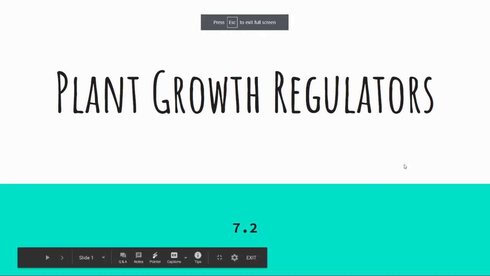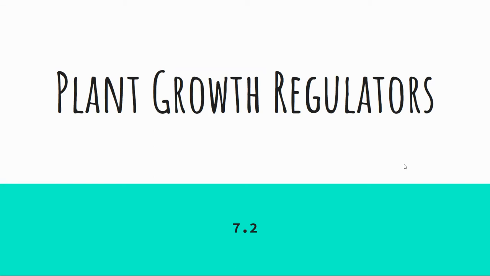All right, so in 7.2, we're going to talk about a couple of hormone plant growth regulators, talk about the history of them real briefly, kind of give a description of what they do, and that'll carry us into photosynthesis and cellular respiration next week.